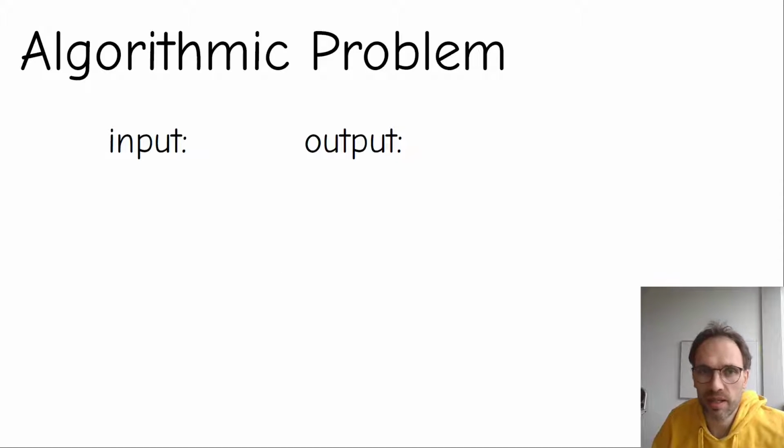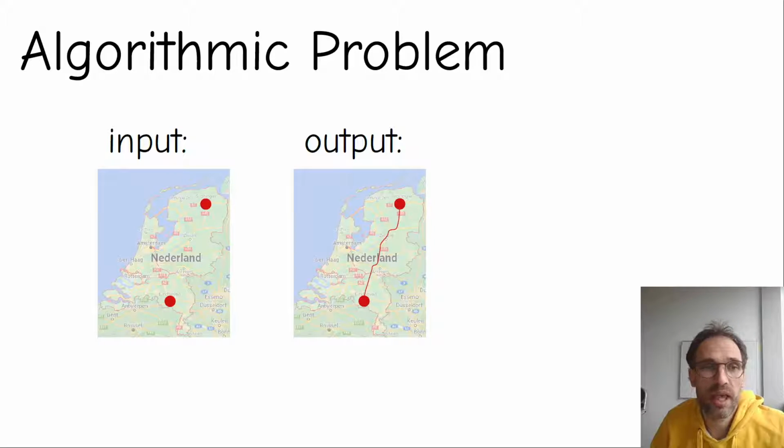Okay, now let's come to the second part of the talk, which is what is this ER completeness? Before I can explain ETR completeness or ER completeness, I have to explain what is an algorithmic problem. In an algorithmic problem, we have an input and an output. An example could be that we want the shortest route from Groningen to Eindhoven, so we have a map of the Netherlands, we have the start and end point, and then the output would be the shortest path.